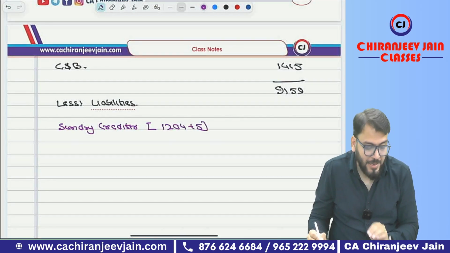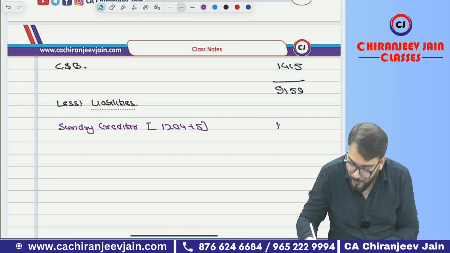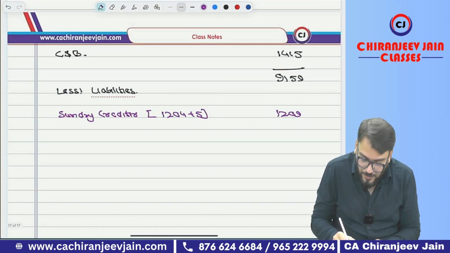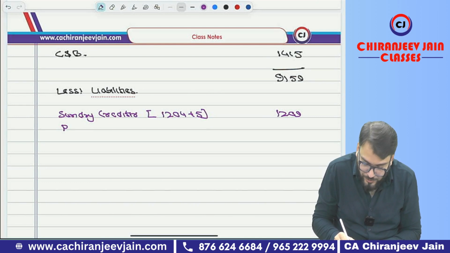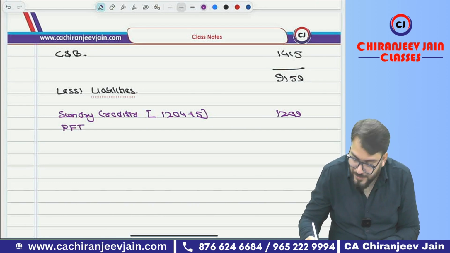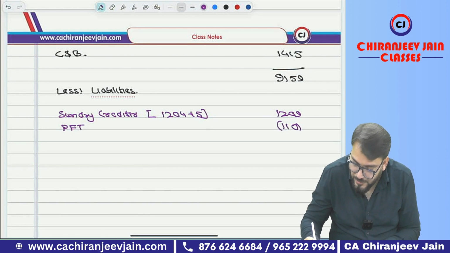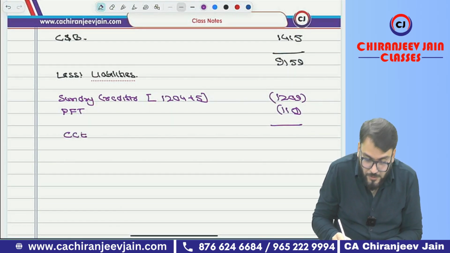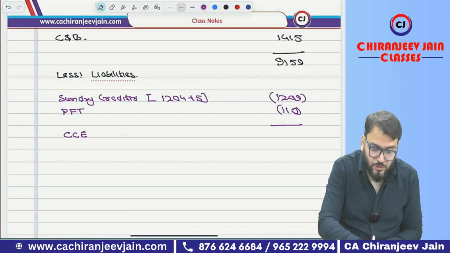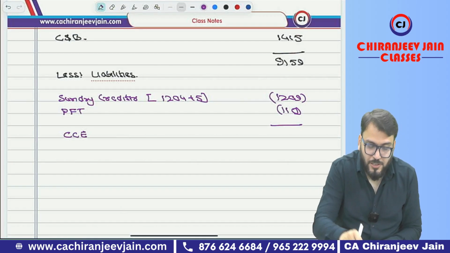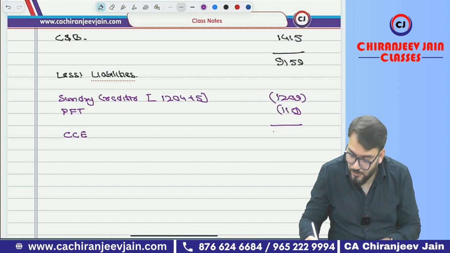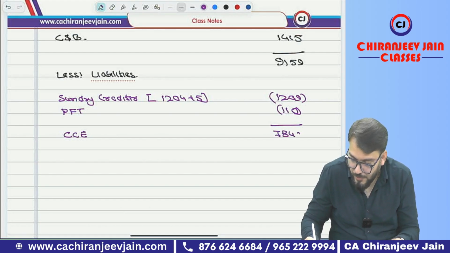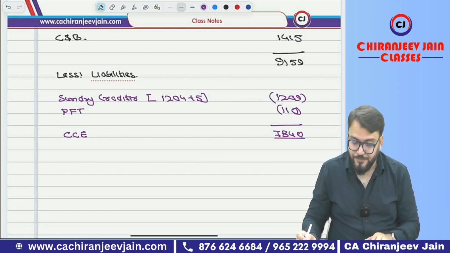So 1204 plus 5 liability for damage, it will be 1209, and there is one provision for tax also. Provision for tax is 110. This will be deducted, so this will be your closing capital employed. So closing capital employed minus 1209 minus 110 is equal to 7840. This is coming 7840, your closing capital employed.